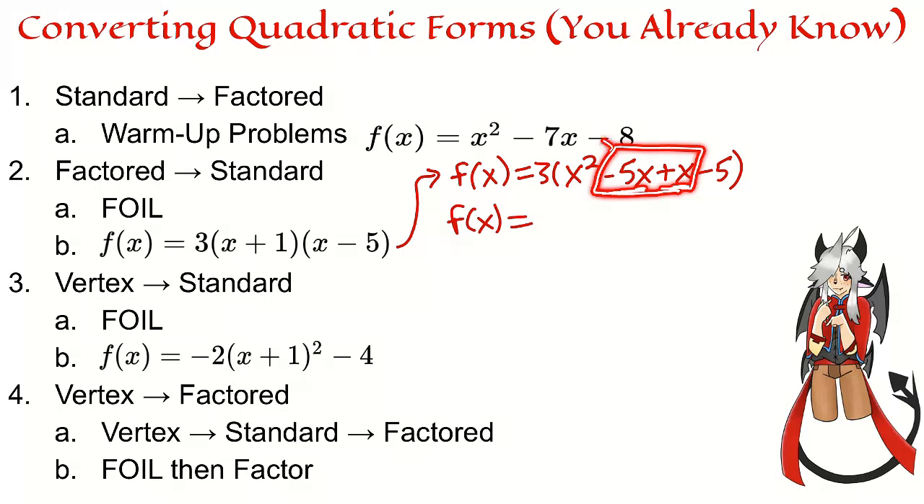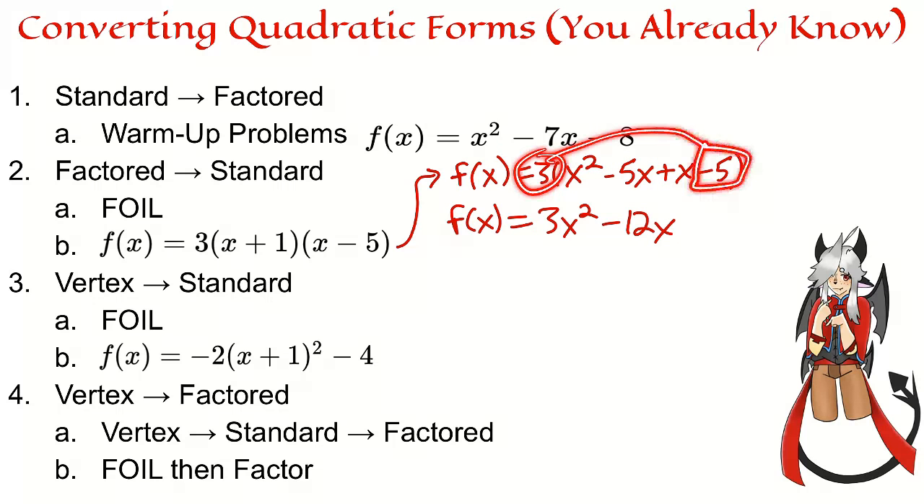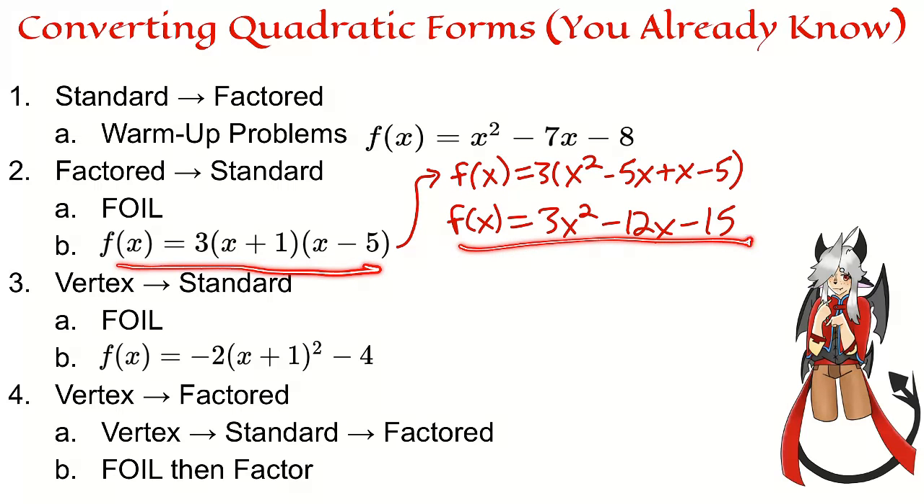And then I'm going to multiply that by the 3. So that's what I'm going to do in one step. But first I have to do 3 times x squared is 3x squared. And then this negative 4x times the 3 is negative 12x. And I'm okay with you doing those in one step as well. And then 3 times the negative 5 is negative 15. So we went from factored form to standard form.